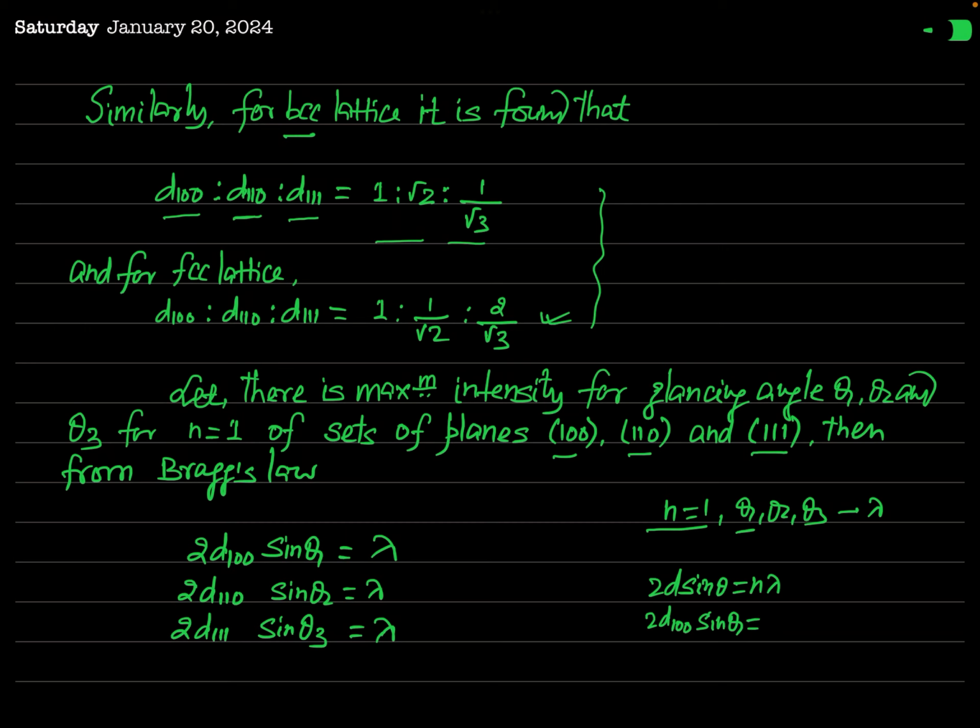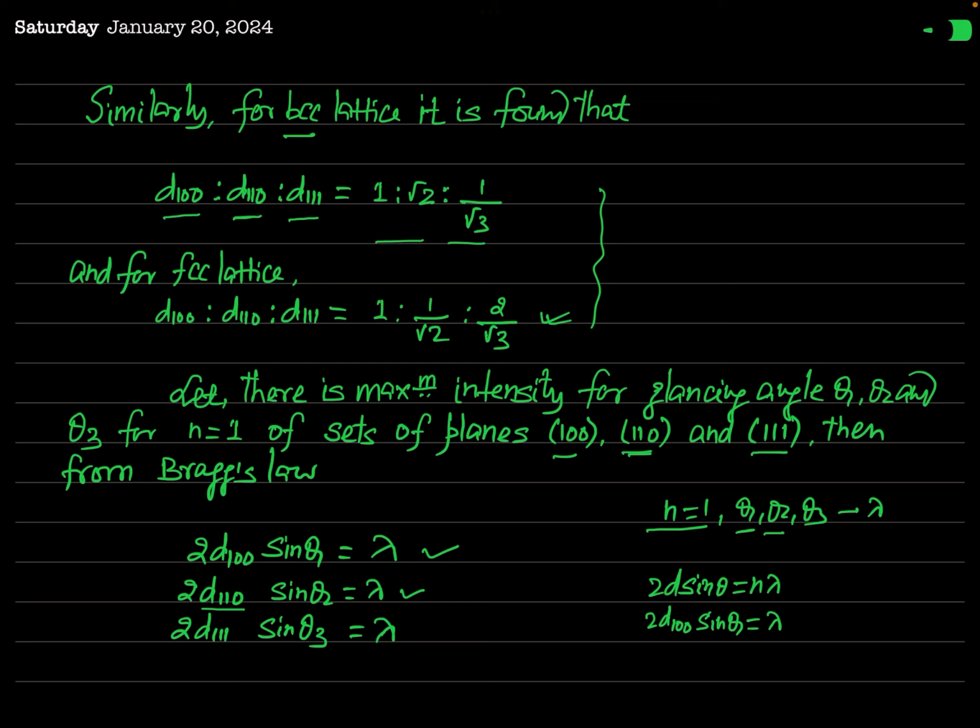Since we are considering first order maxima, n will be 1, so this will simply equal lambda. For this first plane, we write Bragg's law for first order maxima as 2d100 sine theta 1 equal to lambda. For the reflection from the second plane 110, we consider the interplanar separation to be d110, so Bragg's law is 2d110 sine theta 2 equal to lambda, because for the reflection from plane 110 the glancing angle is theta 2 for first order maxima.